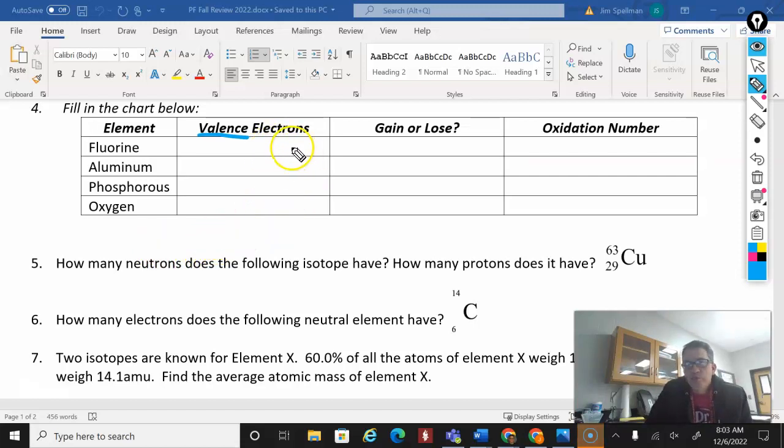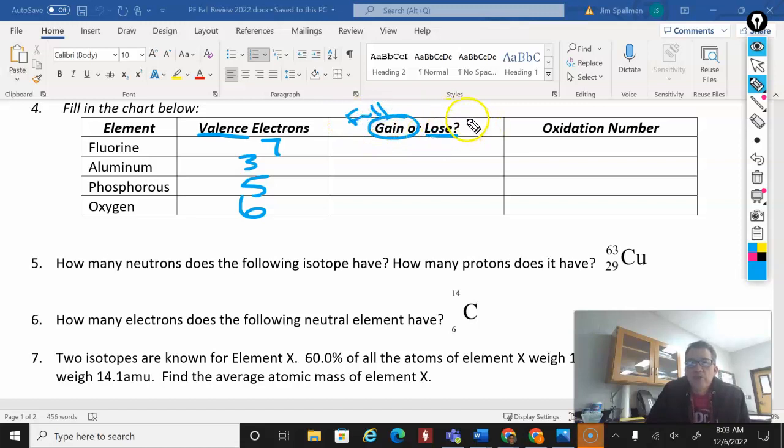So fluorine is in group 17. All of those elements have 7 valence electrons. Aluminum is in group 13. It is the third tall column. If you erased out the transition elements and just folded your periodic table over, this will become the third column, so there's 3 valence electrons. Phosphorus is in the 5th column, so it's got 5. Oxygen's in the 6th column, so it's got 6. Things tend to gain electrons if they're almost full.